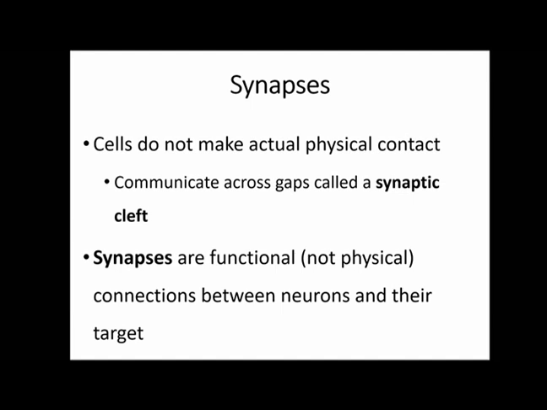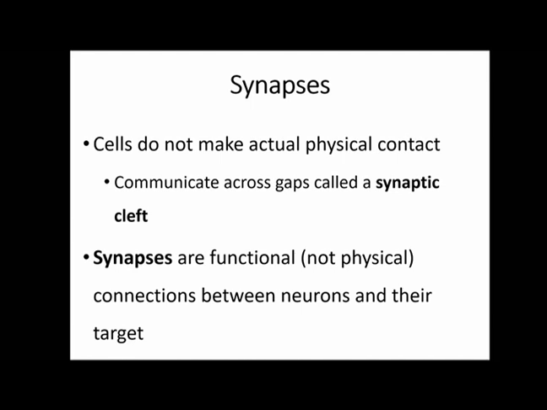There's a small, teeny tiny gap in between neighboring neurons, and this gap is called the synaptic cleft, or sometimes you'll see it called a synapse. And that is the space between the axon terminals, the end of the axon in one cell, and the dendrites, the beginning of the next cell. And so these synapses are going to be a functional but not physical connection between neurons and their target.